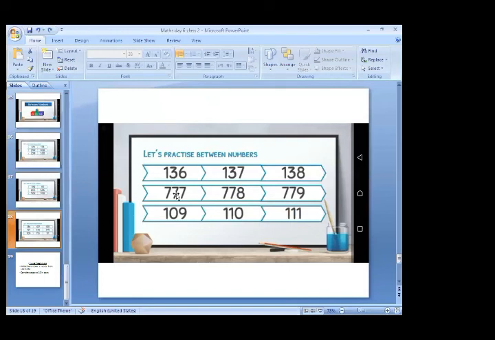See in the second box, there two numbers are given, 777 and 779. So which number comes between 777 and 779? So which number comes after 77? 78 comes. So you will write here 778.